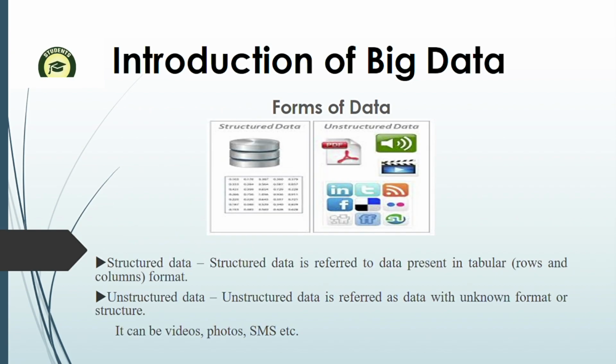Next is forms of big data. There are 2 forms of big data, structured data and unstructured data. I already explained this in my previous slide. You can see in the diagram that structured data is in tabular form, but unstructured data is in the form of PDF, sometimes video, sometimes audio, and sometimes all social media type of data. That means videos, photos and SMS are unstructured types of data.